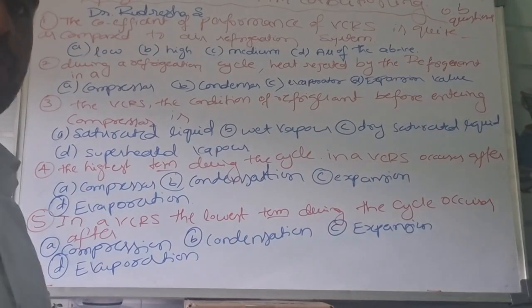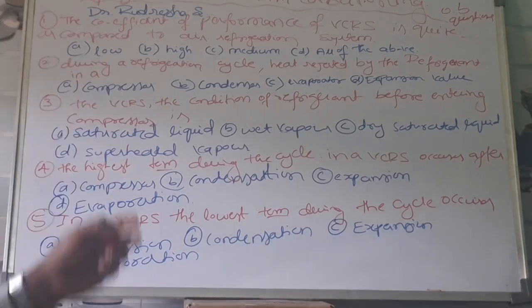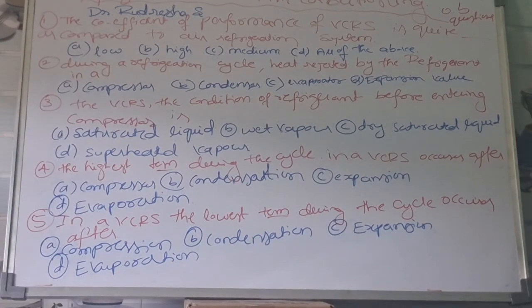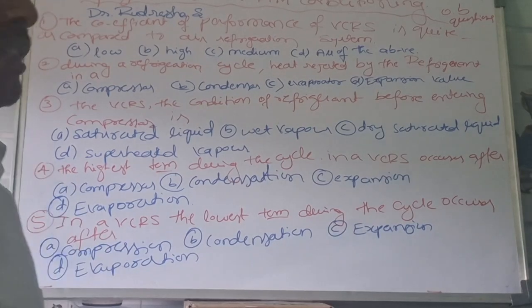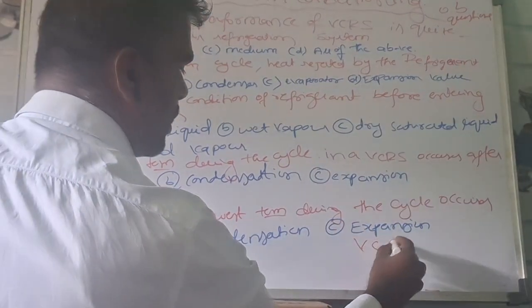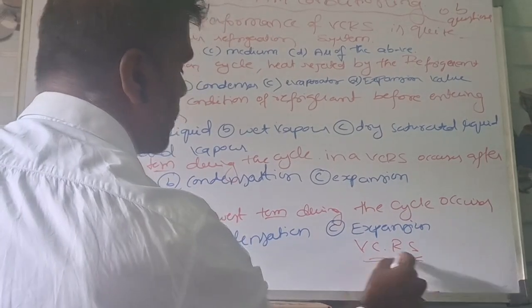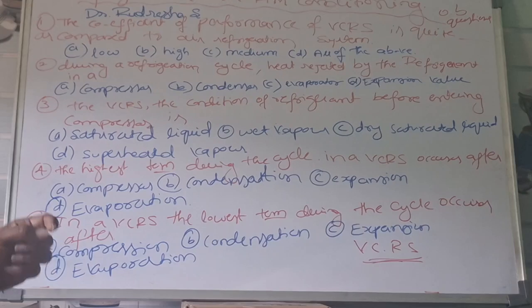My name is Dr. Rudresha. Look at here, the refrigeration and air conditioning objective type questions. This is depending on the vapor compression refrigeration system, which will be written here as the VCRS cycle, that is, vapor compression refrigeration system. Look at here, the first question.